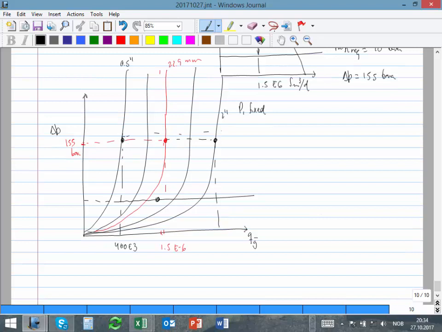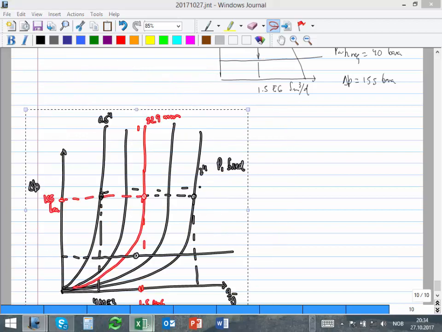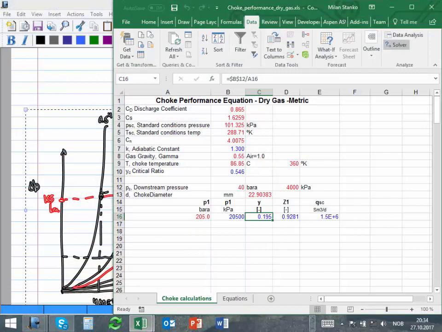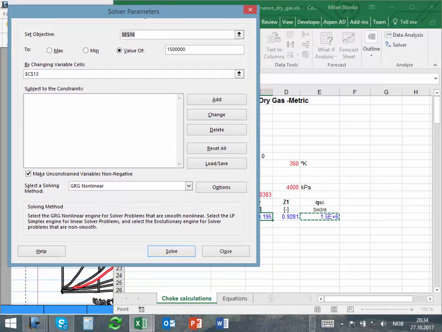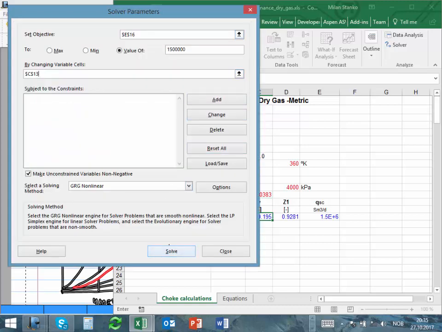How to use solver to get 1.5. First, remember what you want. You want to find the rate. That's your objective, the value you want to be 1.5 million, and you put here how much you want it to be. Then what are you going to change? This diameter here. That's the only thing you can change. You cannot change downstream pressure or upstream pressure. Then you just click go. Very simple. Solver makes your life simple.